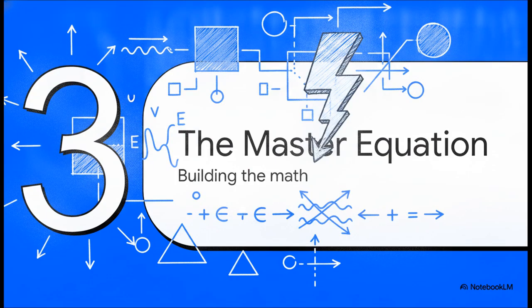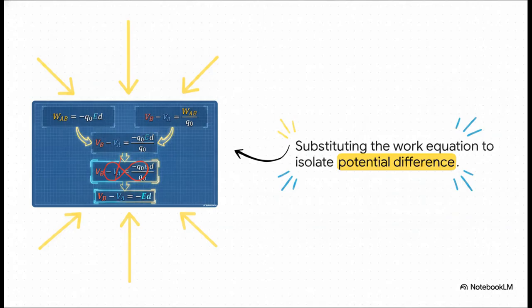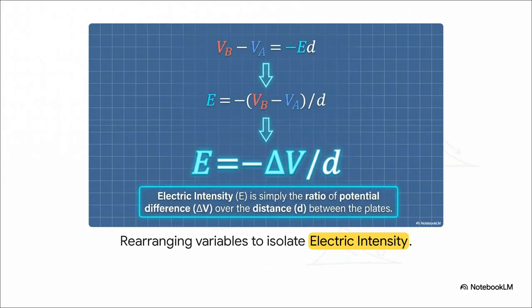Section 3. Deriving the master equation. Okay, follow the glowing arrows flowing down the screen as we substitute that work equation we just found. Look at how the Q0s, our little test charges, perfectly cancel each other out on the top and bottom of that fraction. It's just mathematically elegant. It leaves us with this clean, super simple relationship where the potential difference equals negative E times d. And this brilliantly illustrates our core concept. By just shifting that distance variable, d, to the bottom of the other side, look at the highlighted text. Electric intensity, E, is simply the ratio of the potential difference over the distance between the plates. You literally just take the voltage drop, divide it by the distance, and remember to keep that highly important negative sign.